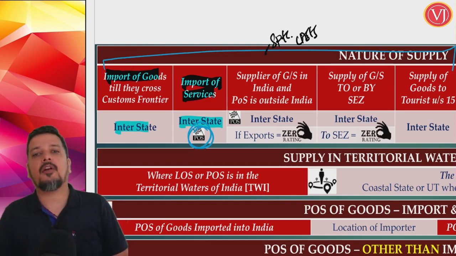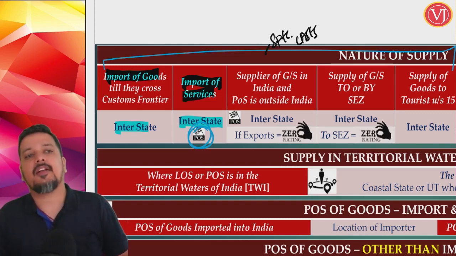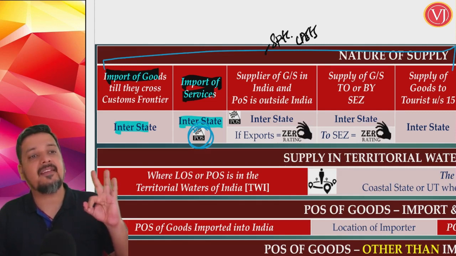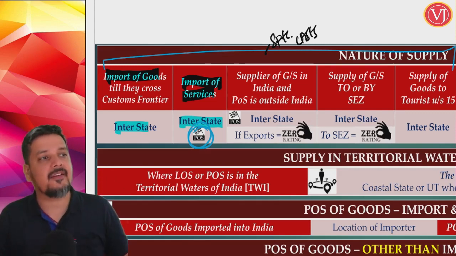Second difference, import of goods attracts customs duty: BCD, SWS plus IGST. Import of service attracts only IGST.